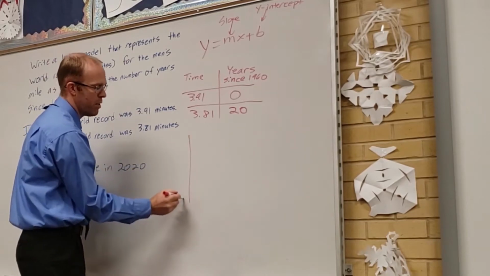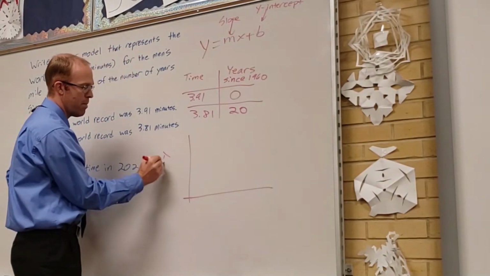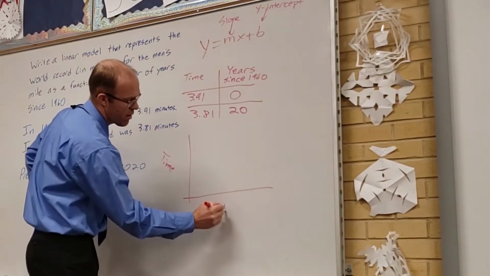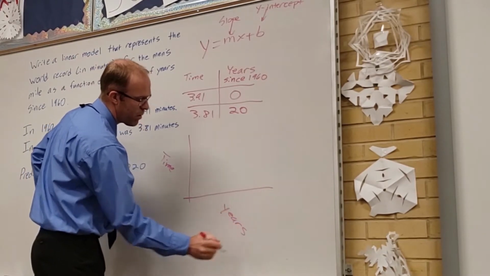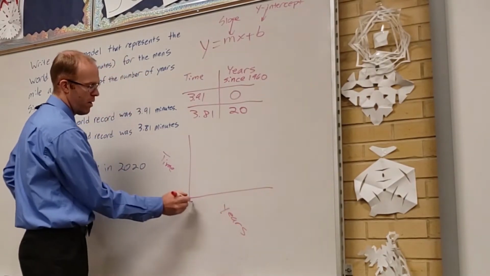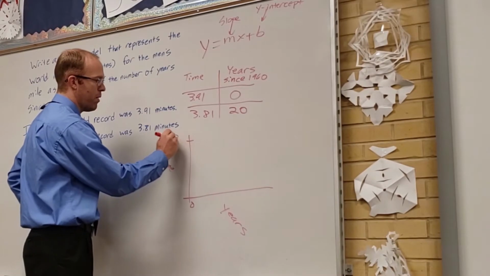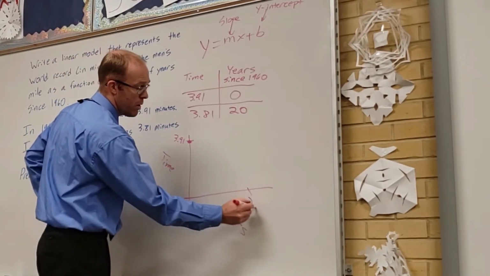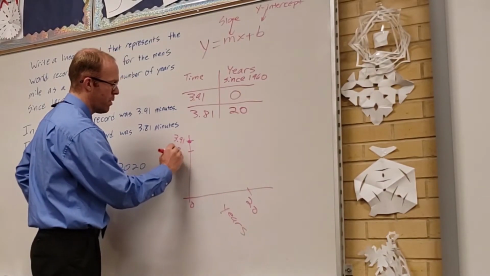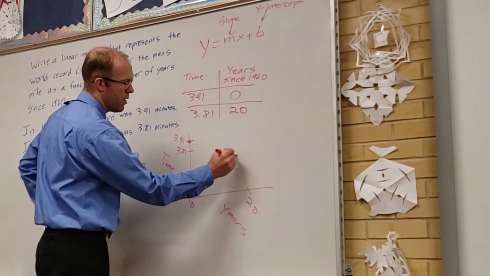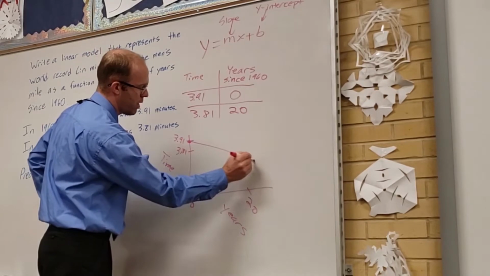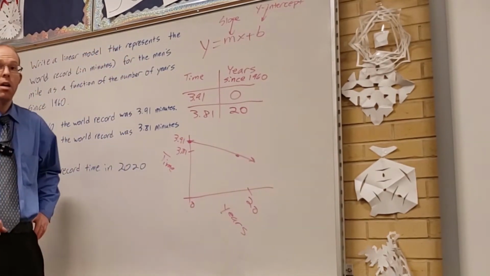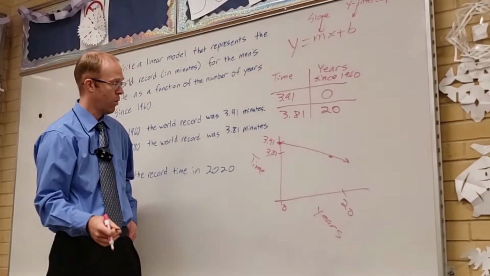I'm going to graph both of these points. We've got our time on the y-axis and our years on the x-axis. At year 0, we were up at 3.91, so that gives us this first point. And at year 20, we went down to 3.81, so that's here. And we can see that our mile record time is dropping as we would expect for a world record.